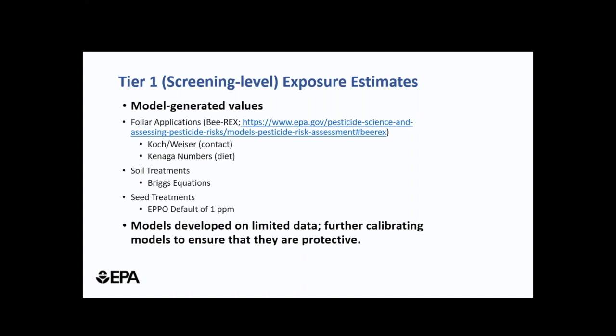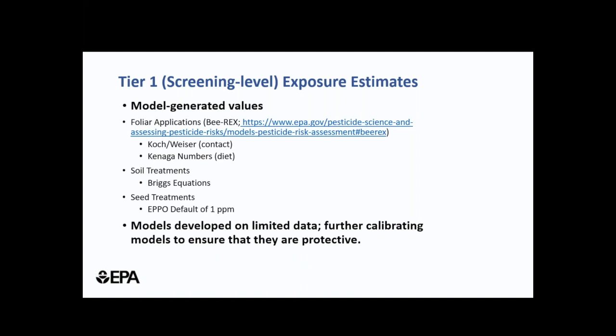For contact exposure estimates from foliar applications, the underlying data used to develop initial estimates, referred to as Tier 1 exposure values, are based on measured residues in bees based on the published work by Kosh and Weiser following contact exposure. The exposure estimates for pesticide residues in diet for foliar applications are based on the Kanaga nomogram, which the EPA Office of Pesticide Programs also uses for estimating exposure to both mammals and birds.